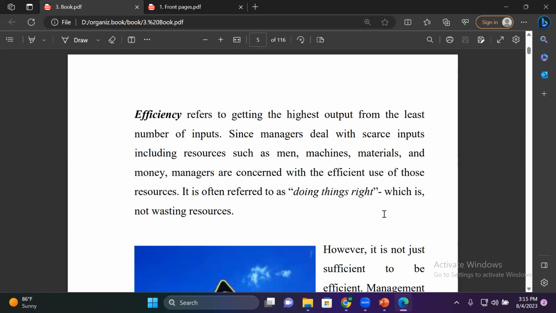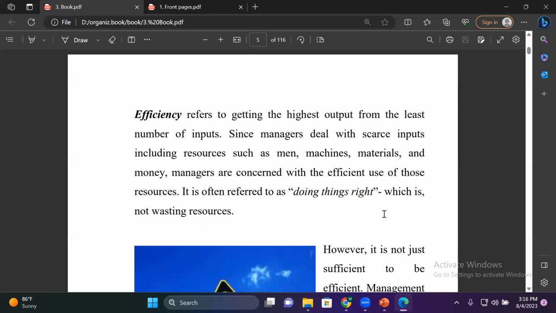And efficiency and effectiveness. Now I told you, efficiency is all about doing things right, right? Doing things right means you have been assigned a work, and you do it right. You are not going to make it wrong. You are not going to waste things. You are trying to do it right. But effectiveness means you are doing it the very first time in a correct manner, so you will not be having any issues. So efficiency refers to getting the highest output from the least number of inputs.